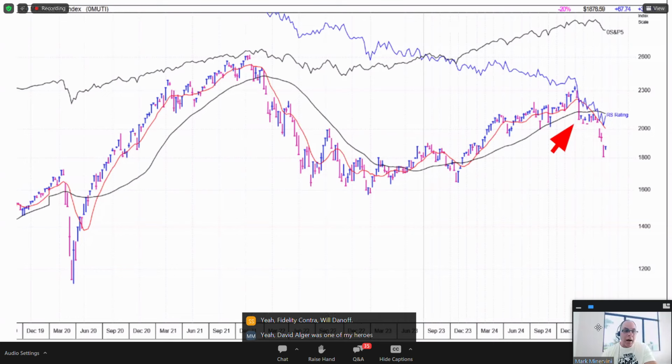I learned a lot from David Alger, and unfortunately, he perished in 9/11 in the World Trade Center. But his brother Fred, of course, I think still runs Alger Funds, I believe. I'm not sure. I haven't been in touch with that in so long, but they were real heroes of mine. They're great managers. There's a whole bunch of funds in there, and they're not doing well.